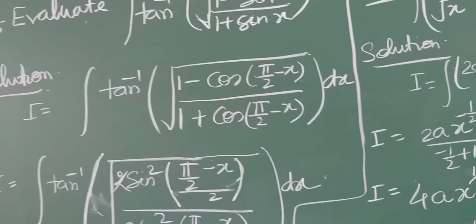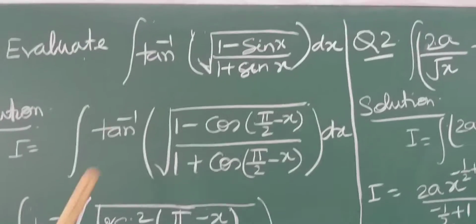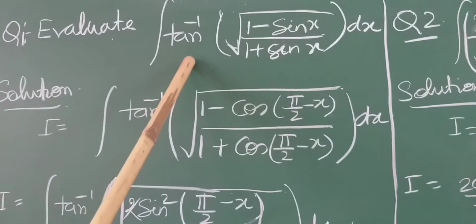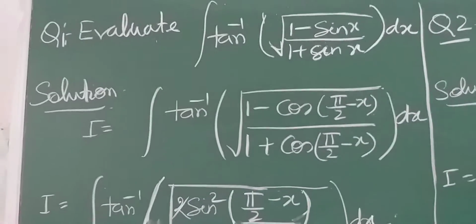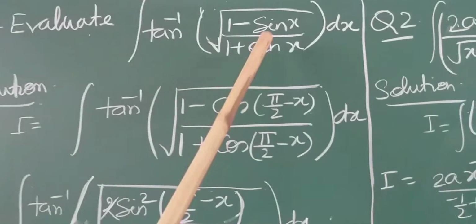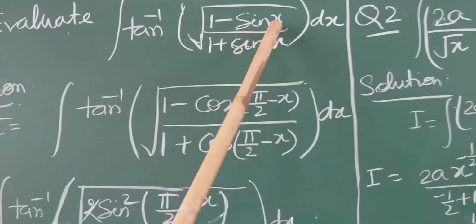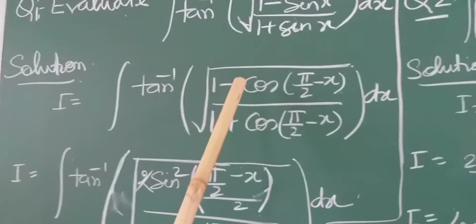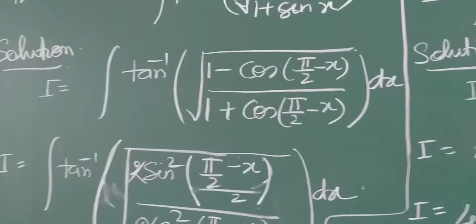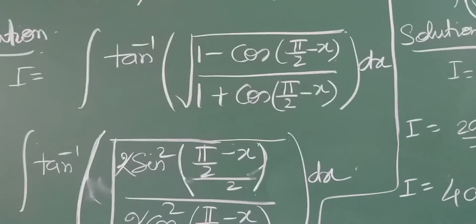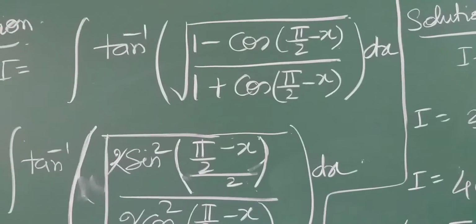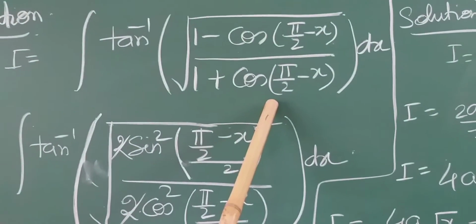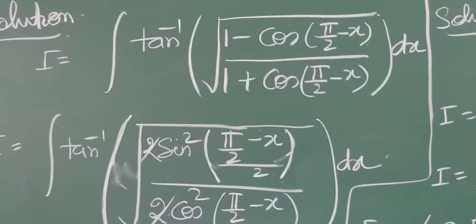Now the question is, why are we writing this? Students, this is an inverse question, so we have to simplify it first to find its integration. So for simplifying, we are going to write sin x as cos(pi by 2 minus x). Now students, the formula: 1 minus cos theta equals 2 sin square theta by 2, and 1 plus cos theta is 2 cos square theta by 2.